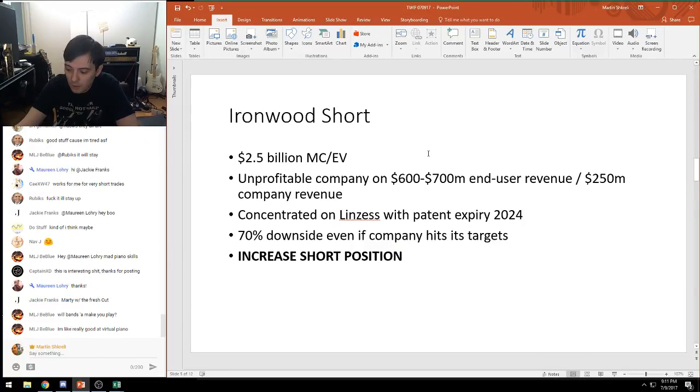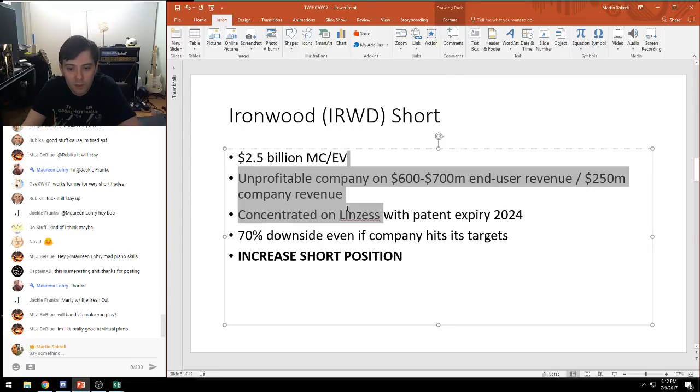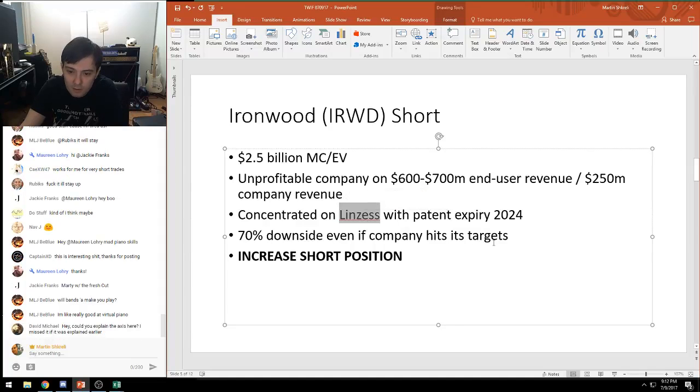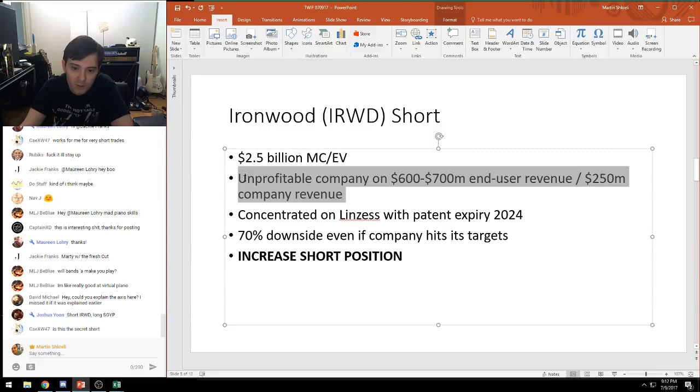Anyway, moving on. There's a stock that I think is a pretty good short called Ironwood. This is IRWD. It's a $2.5 billion company. They have one drug for various GI maladies, I think IBS, in other words, irritable bowel syndrome. And the company has got about 600 to 700 million in revenue. They share that with Allergan. The company reports about 250 million in revenue, and they're unprofitable. So they're at scale and they're still unprofitable.